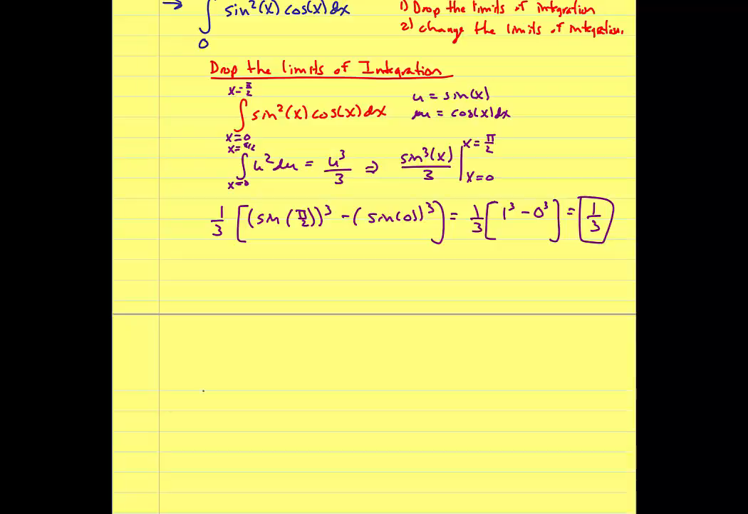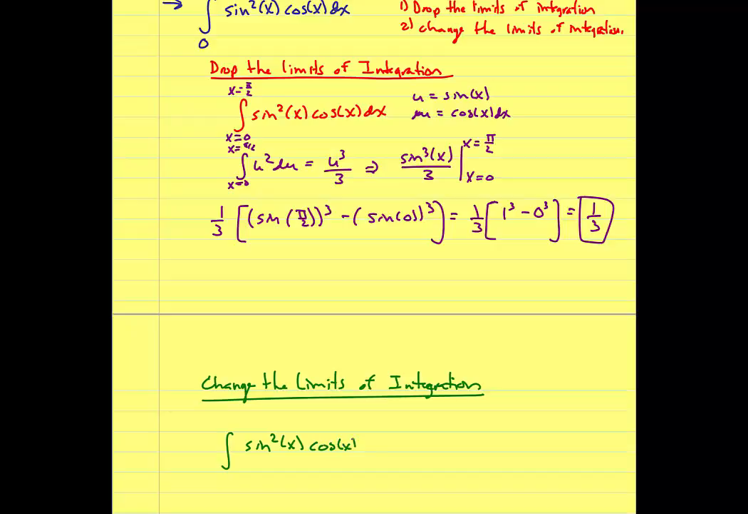Okay, let's look at option 2, change the limits of integration. Now when we change the limits of integration, what happens is I don't have to convert back to x's. So what we would do is we'd have our problem. We'd have sine squared of x cosine of x dx, and these would go from 0 to pi over 2 as usual.